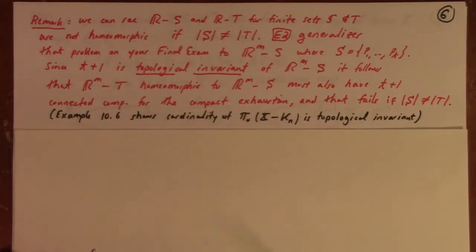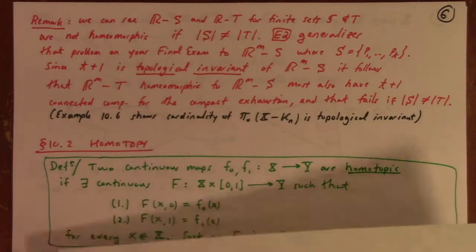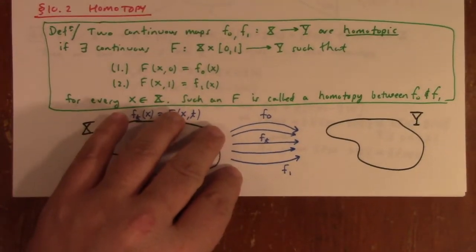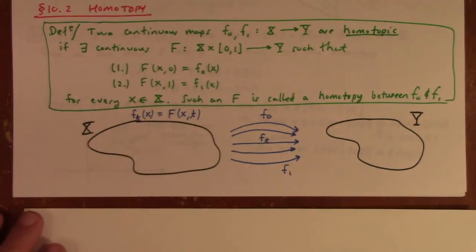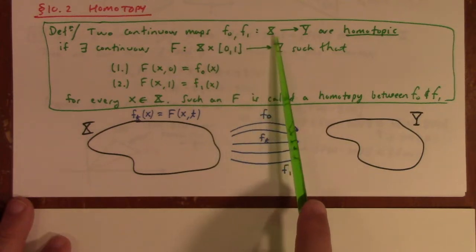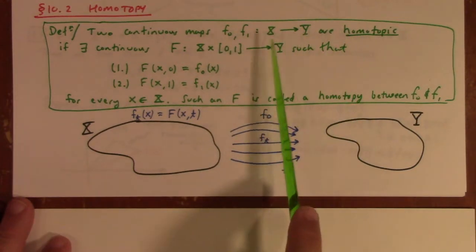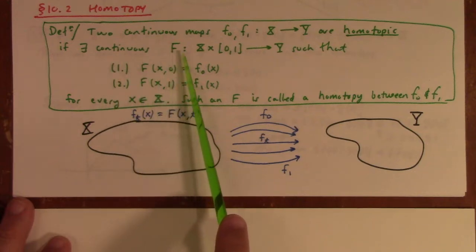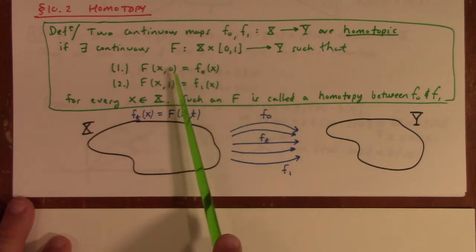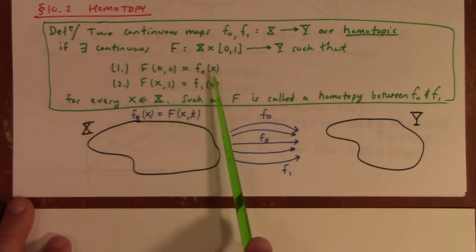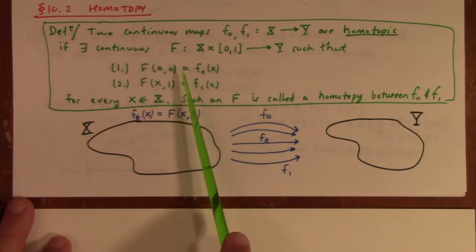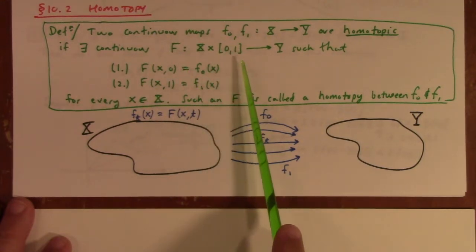But anyway, there's that. So that brings us to section 10.2, which is homotopy. So what's homotopy? Well, homotopy is that idea of deformation. And we start out like this. If you have two continuous maps, F0 and F1, from topological space X to Y, they're homotopic if there exists a continuous map F from X across the closed interval from 0 to 1 to Y, such that when we plug in 0, we get the 0th map. When we plug in 1, we get the first map. And anything in between gives you a continuous function, right?